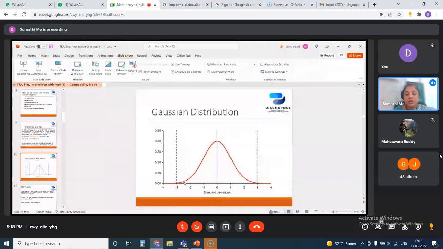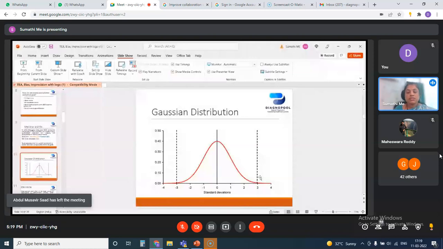This dispersion is calculated statistically by a tool represented as standard deviation. So we have plus or minus 1 standard deviation, plus or minus 2 standard deviations, and plus or minus 3 standard deviations. Up to 3 standard deviations, we cover 99% of the data points which are going to be measured in that particular session. So this is the normal distribution observed in a quantitative measurement.